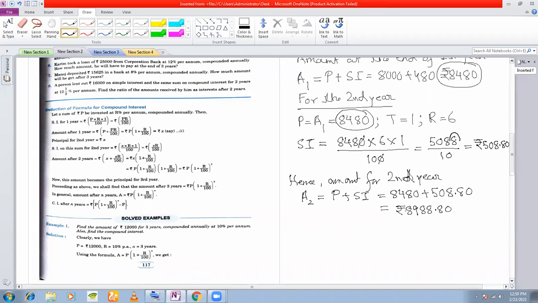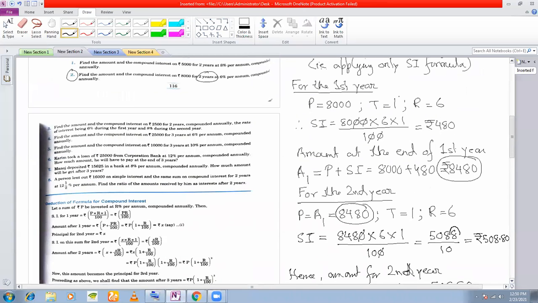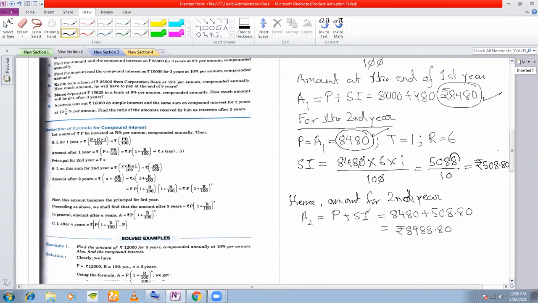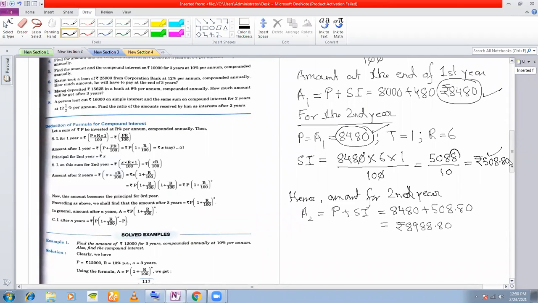This is the amount. But the problem is here in this method, if you see, when we are applying the simple interest formula, for the first year we are calculating the interest, then again adding, and then again taking the principal, and then again finding the simple interest. Okay, so this is a long drawn method.